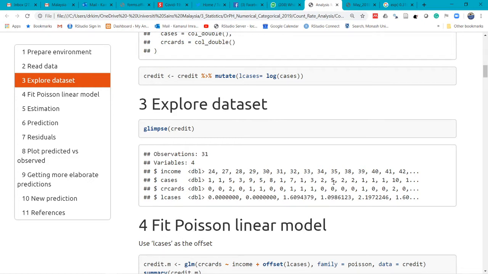So for example, for these first observations, the income was 24. He has one, and then there is no stolen credit card. And for this guy, 27, one credit card, none stolen. 28, he got five cases and two credit cards stolen. If I'm not mistaken, I have to look at this dataset again.